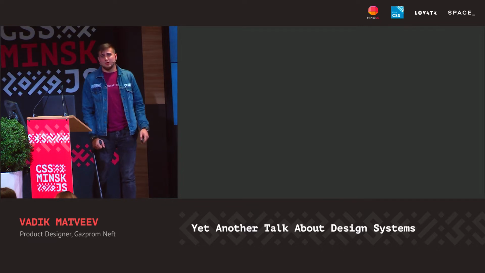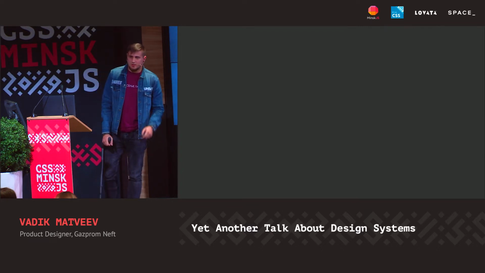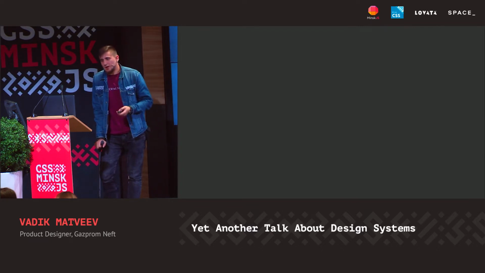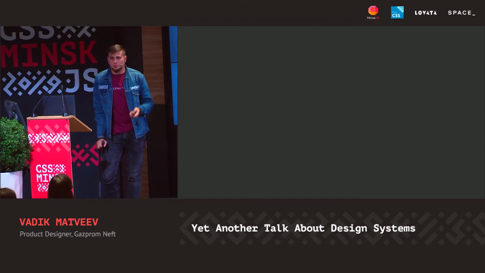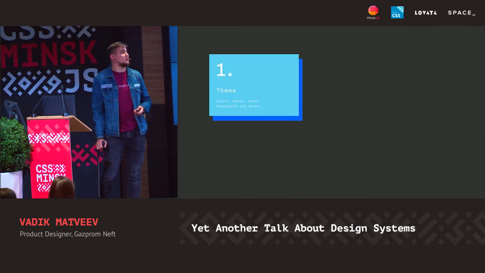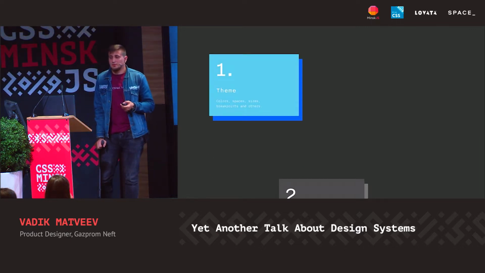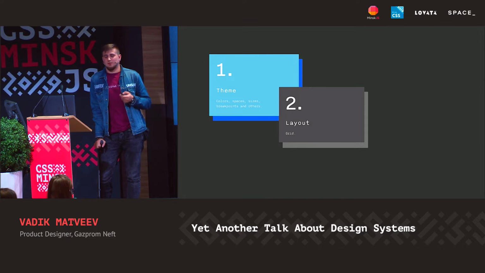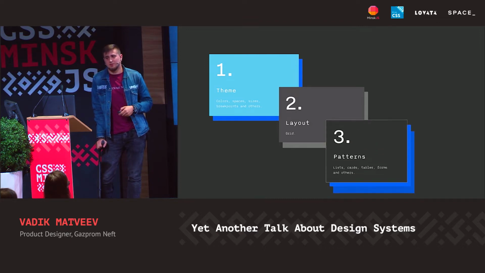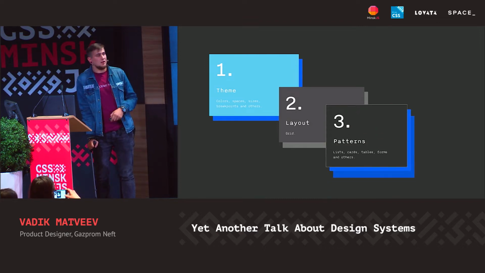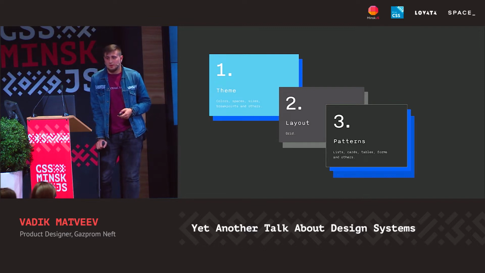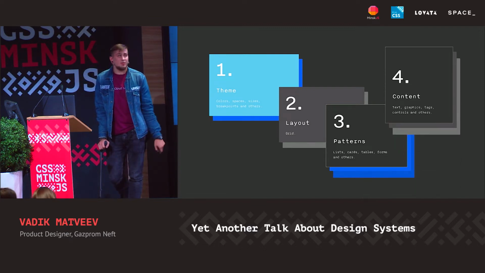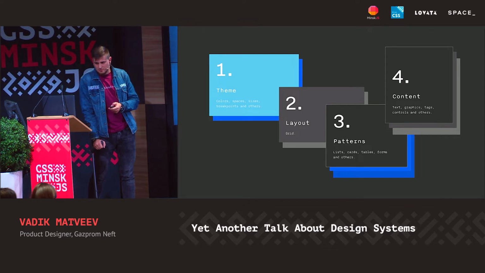Okay, how Whitepaper works. First of all, I need to say what Whitepaper consists of. Here go those 4 visual layers. First one, theme. Second, layout. Third, patterns. And the last one, content. Let's start from the first one, and my favorite, theme. Theme, yes.